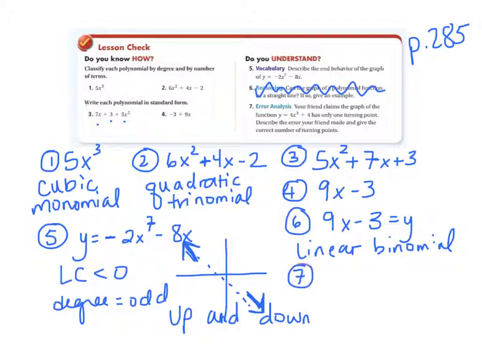Okay, 7. Your friend claims the graph of the function y equals 4x cubed plus 4 has only one turning point. Describe the error. Well, you learned here that it's degree minus 1, right? Degree minus 1. So this has degree of 3 minus 1. Say, no, friend, you're wrong. It has 2 turning points.